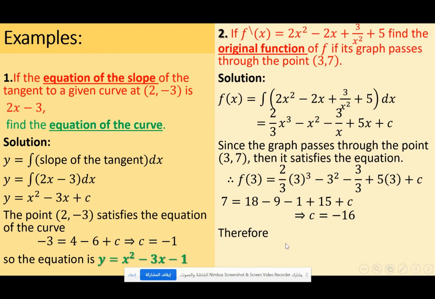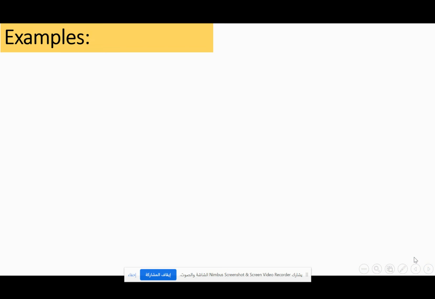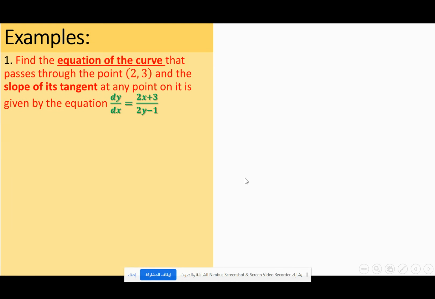Therefore, you can write down the original function, which is f of x equals 2 over 3 x cubed minus x squared minus 3 over x plus 5x minus 16. More examples. Now, if we want to find the equation of the curve that passes through the point (2, 3) and the slope of its tangent at any point on it is given by the equation.